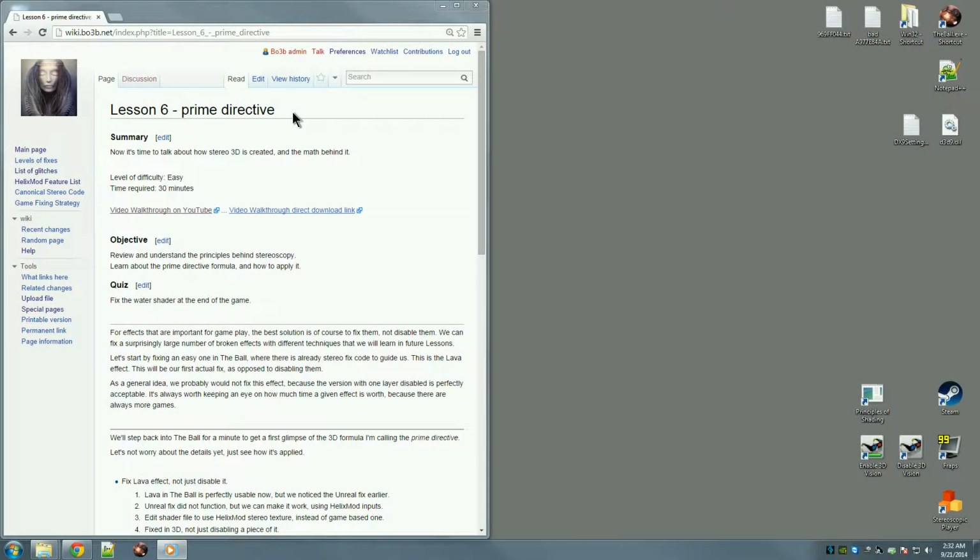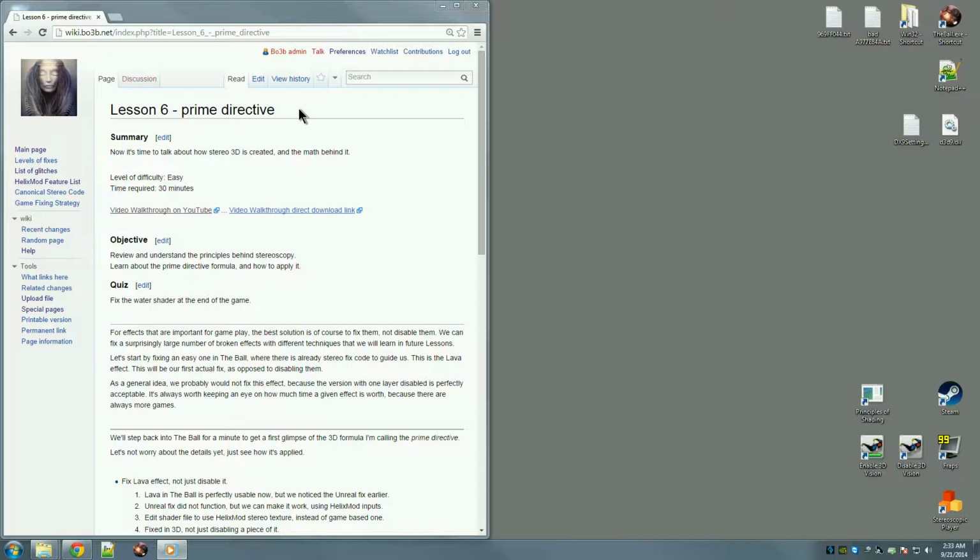Today is going to be Lesson 6, the Prime Directive. This is where we're going to talk about the actual formula, the actual math used to do stereoscopic fixes. This is as NVIDIA has defined it, which, of course, since we're using the NVIDIA driver, is the only one that matters for our purposes.